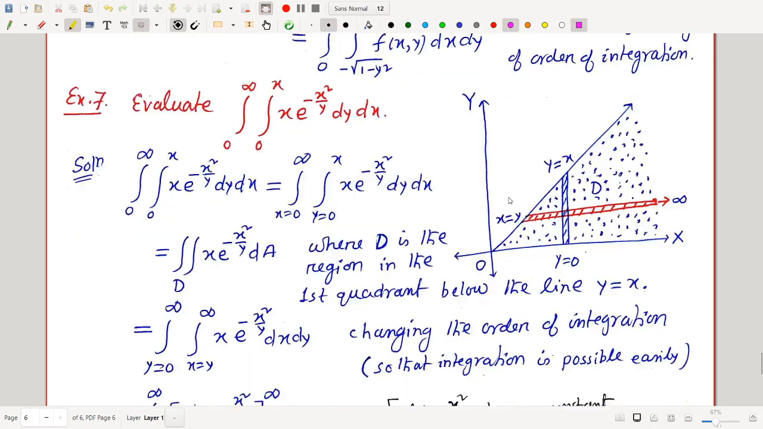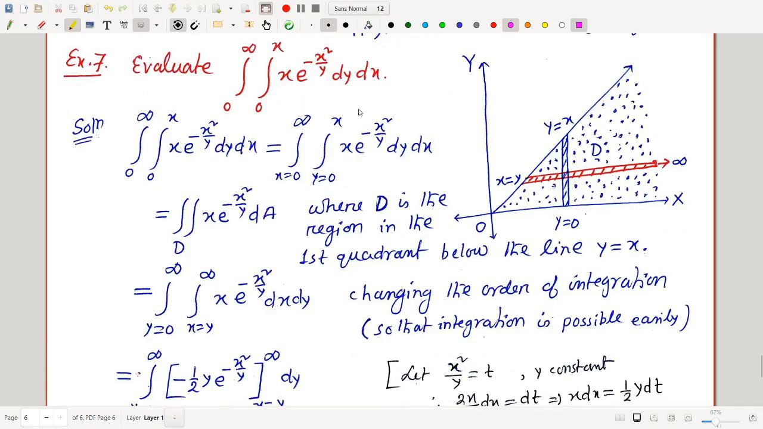Now let us apply this in solving at least one problem. Evaluate the integral from 0 to infinity, 0 to x, of the function x e to the power minus x square by y, dy dx. Means we have to integrate with respect to y first as given in the question. So this integral is actually x equal to 0 to infinity, y equal to 0 to x, and the function is x e to the power minus x square by y, dy dx. Means with respect to y we have to integrate first.